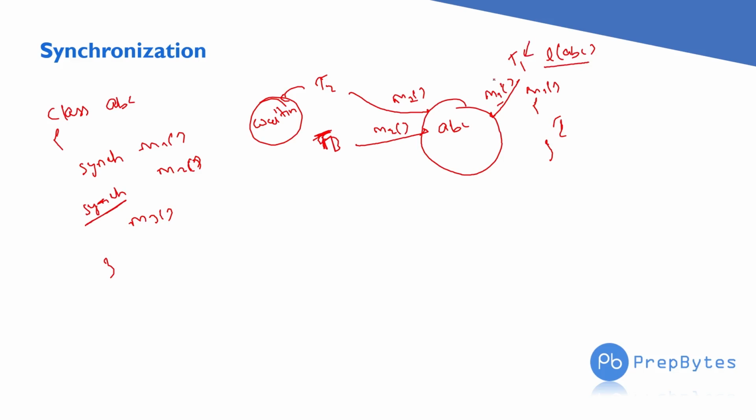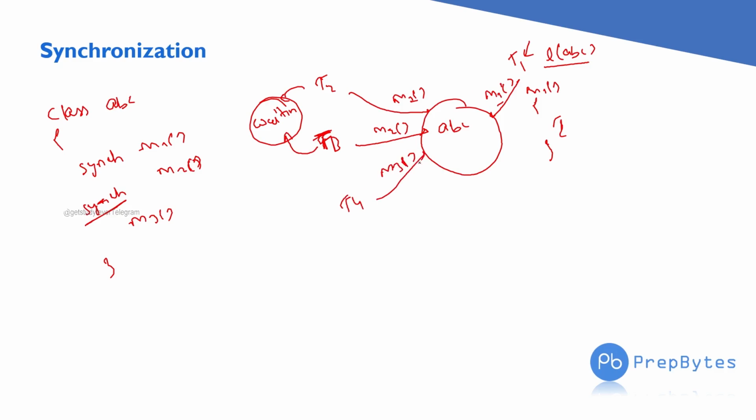So we do not require the lock of a method; we require the lock of the object. There is nothing known as the lock of a method. It requires the lock of the object, but the object lock is with T1. So ABC will say the same thing to T3: go to the waiting state because my lock is with T1, correct? T4 arrives and says, I want to execute M3.